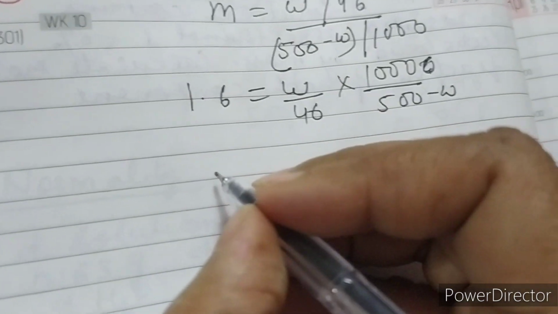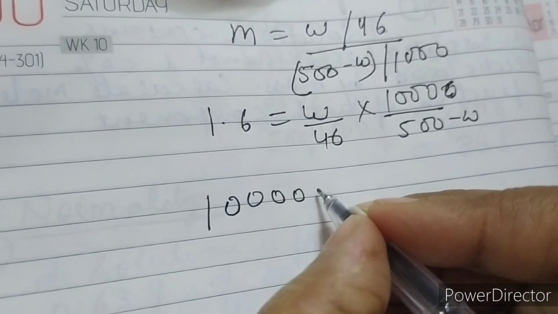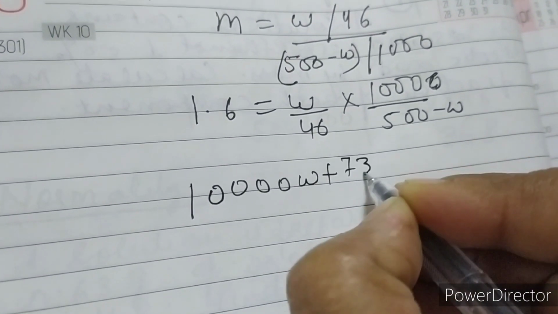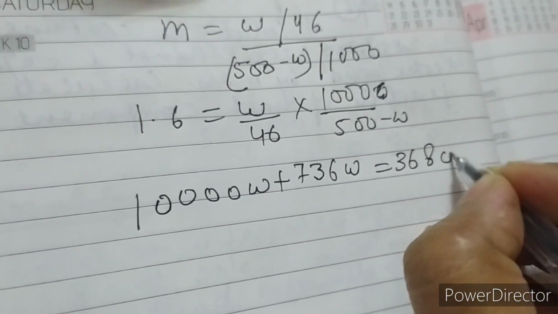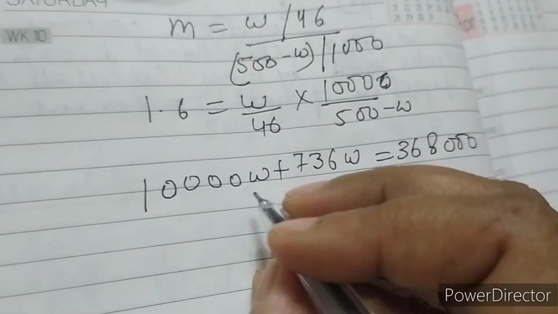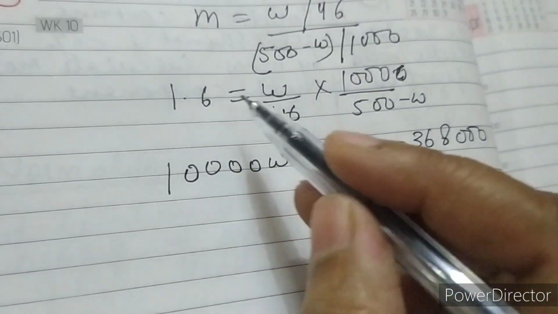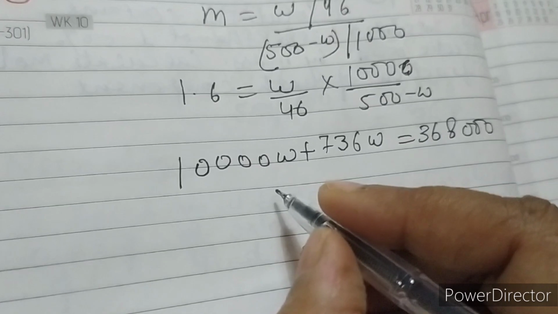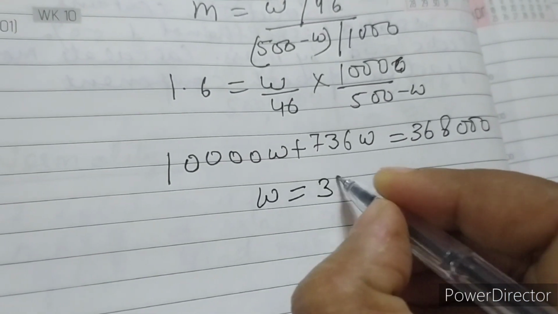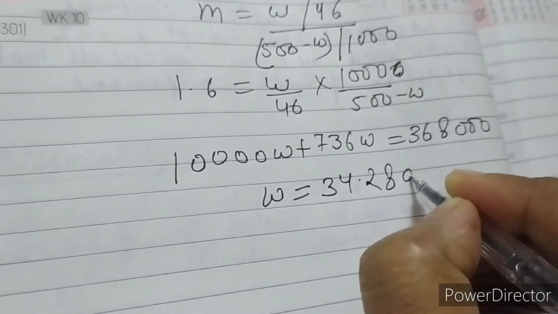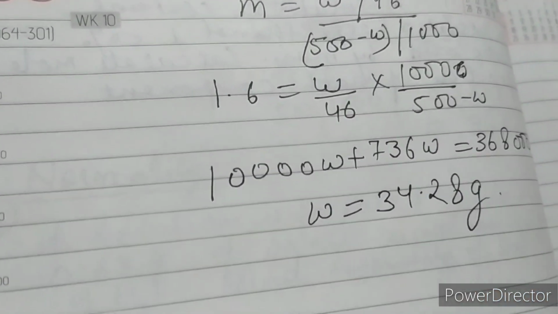And when you calculate it mathematically, you will get it like this: 10,000 W plus 736 W is equal to 368,000. It is a slightly lengthy method, so I am just using it as a shortcut. You can cross multiply and you will get this expression, and then you will find W will come out to be 34.28 gram here. Okay, so in this way you can calculate the weight of the solute.